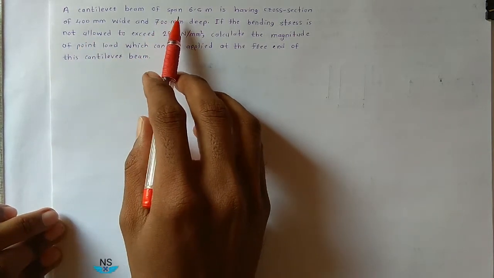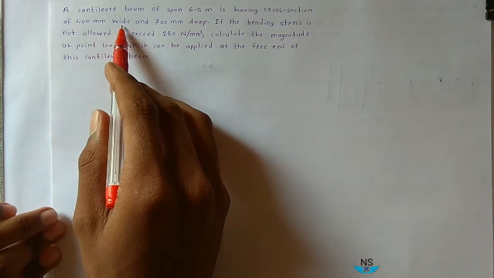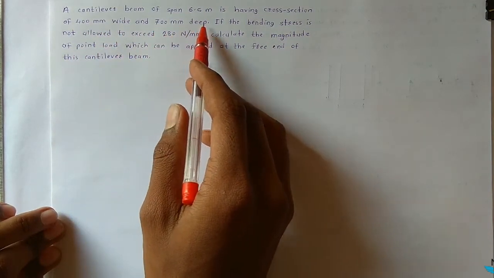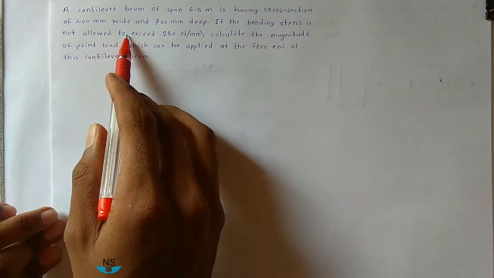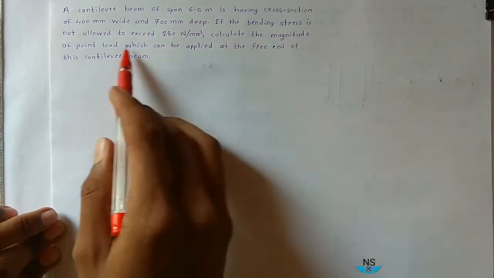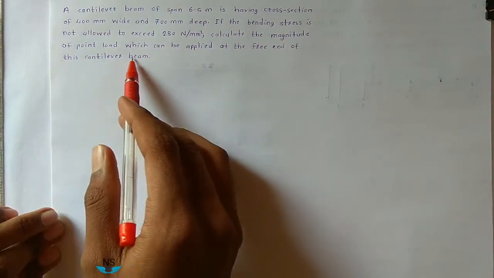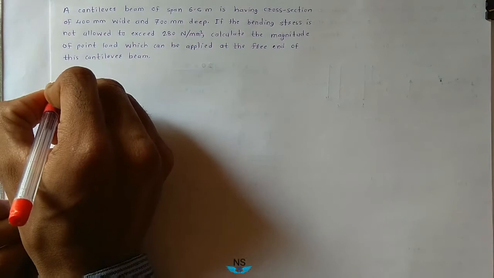A cantilever beam of span 6.5 meter is having cross section of 400 mm wide and 700 mm deep. If the bending stress is not allowed to exceed 280 Newton per mm square, calculate the magnitude of point load which can be applied at the free end of this cantilever beam.